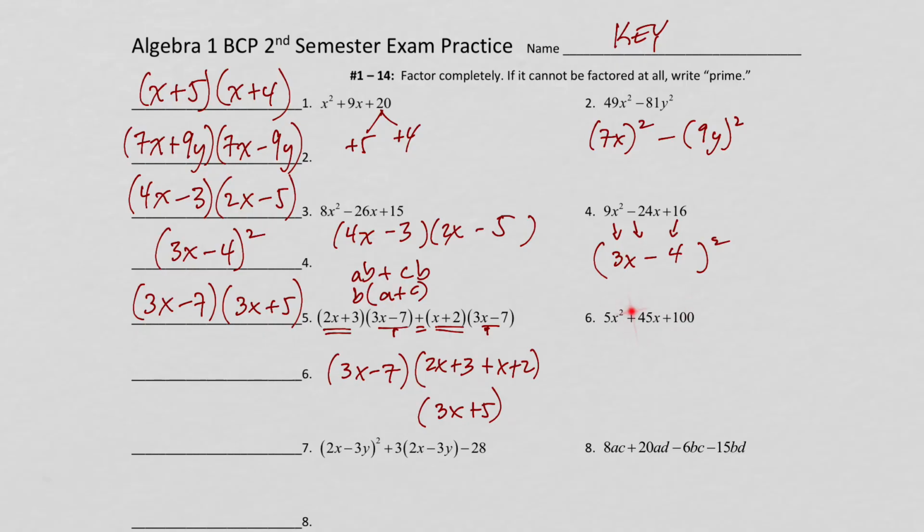Okay, here we have a GCF. So I'm going to pull out a 5 to start because I can. And that makes this problem a lot easier. Now I'm looking for factors of positive 20 that add up to positive 9. And again, it's 5 and 4. So we have 5 times x plus 5 times x plus 4.